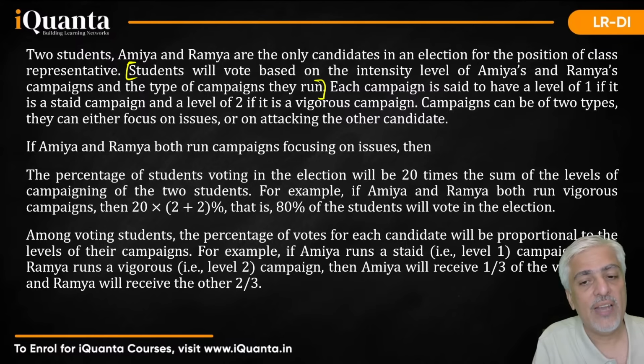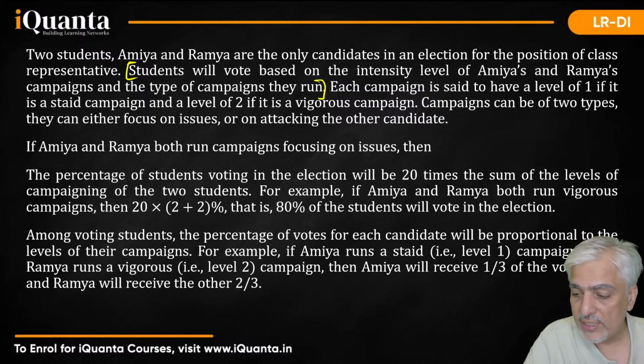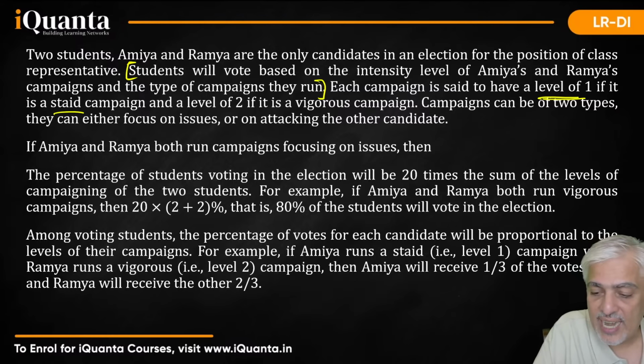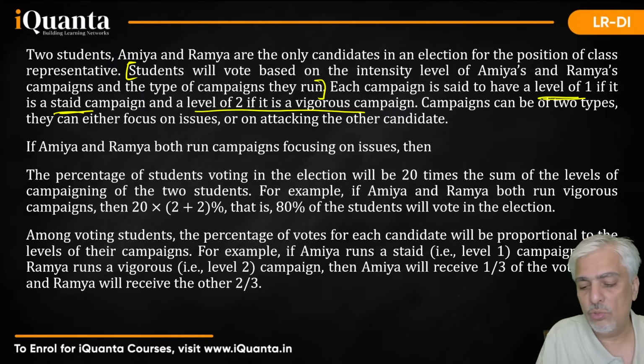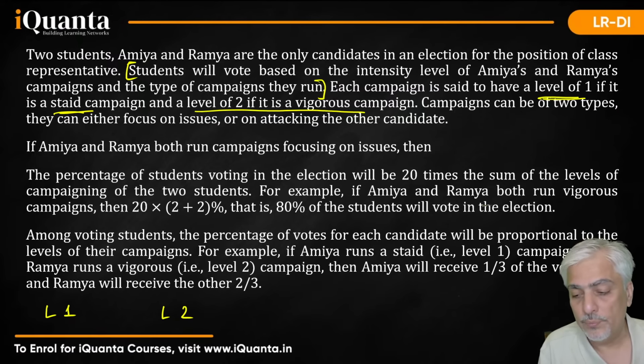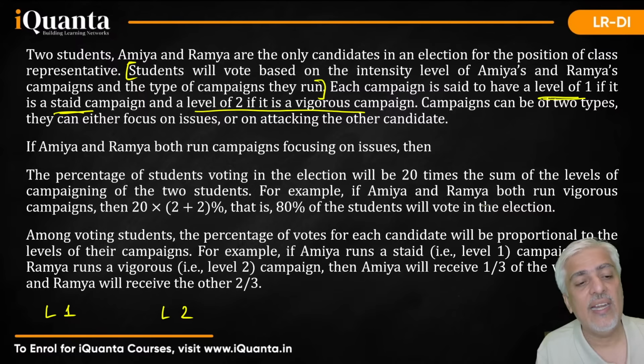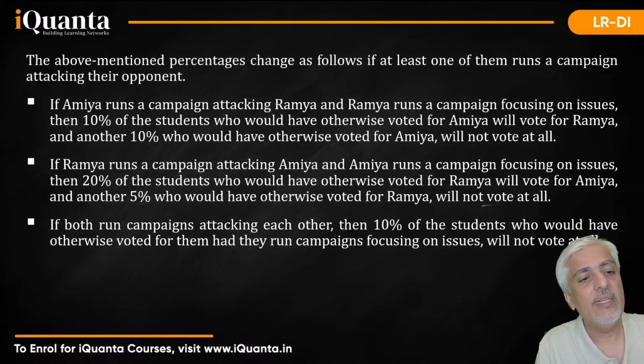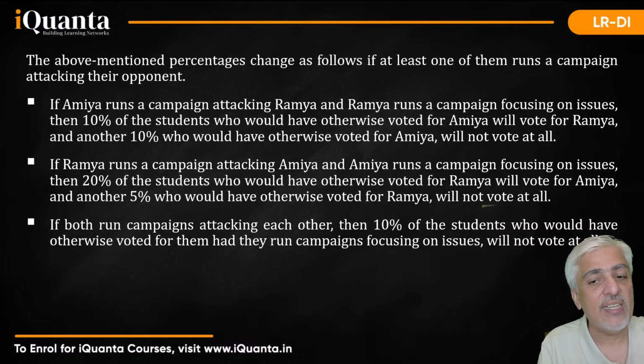Each campaign is said to have a level. There's a level 1 campaign if it is a standard campaign, and a level 2 if it is a vigorous campaign. So I'm noting down that there are two types of campaigns, level 1 and level 2. Now, the other thing is, if both A and R are focusing on issues, then what will happen? And the second part is, if at least one of them runs a campaign attacking the opponent.